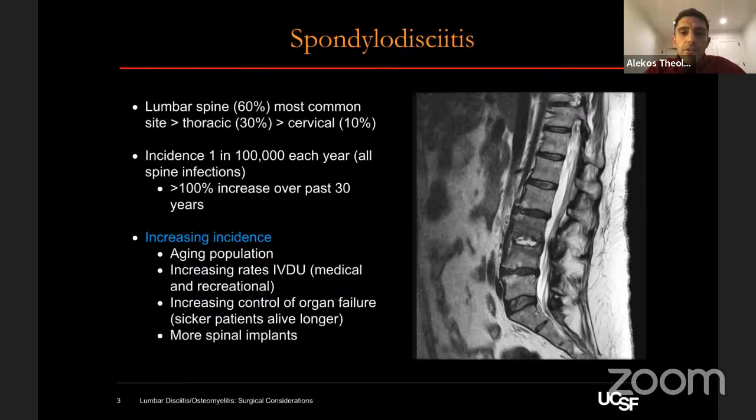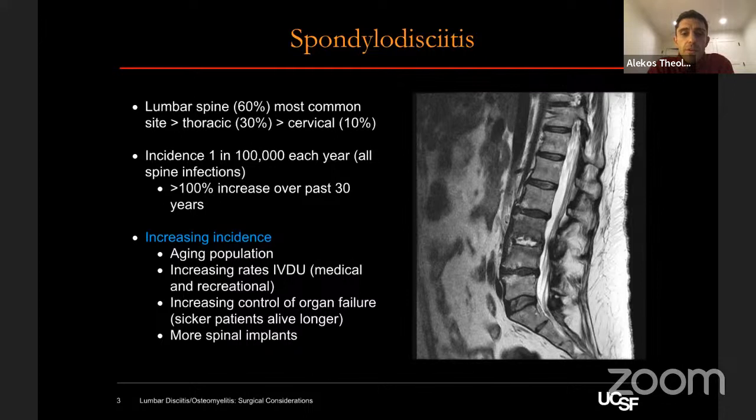By way of background, spondylodiscitis, the lumbar in general, is quite common. The lumbar spine is the most common site, and this is followed by thoracic and cervical. It has a growing incidence, pretty staggering numbers, 1 in 100,000 each year. And over the last 30 years, there's been greater than 100% increase in the incidence.